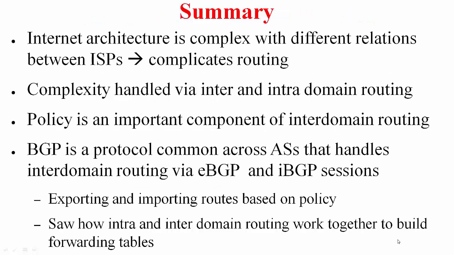So to summarize, the internet architecture is very complex with different relations between the ISPs, and this tends to complicate routing. We saw that this complexity can be handled via inter and intra-domain routing, where policy dominates the inter-domain routing. The protocol that facilitates inter-domain routing is the BGP protocol. This is common across all the autonomous systems, and this is managed via eBGP and iBGP sessions. How you export and how you import rules are all based on the relationship between the ISPs, and we also saw how the intra and inter-domain routing work together to build forwarding tables.